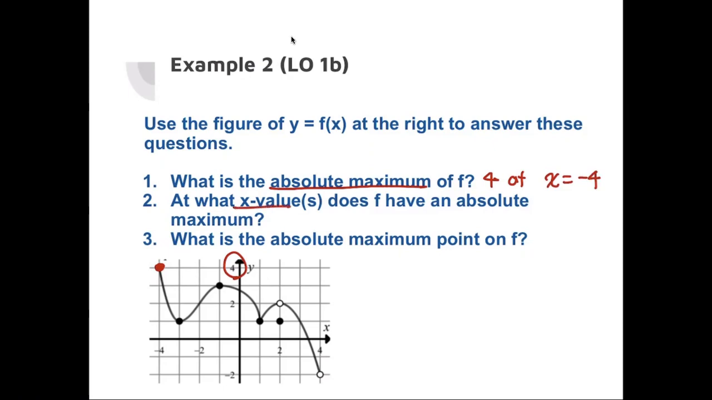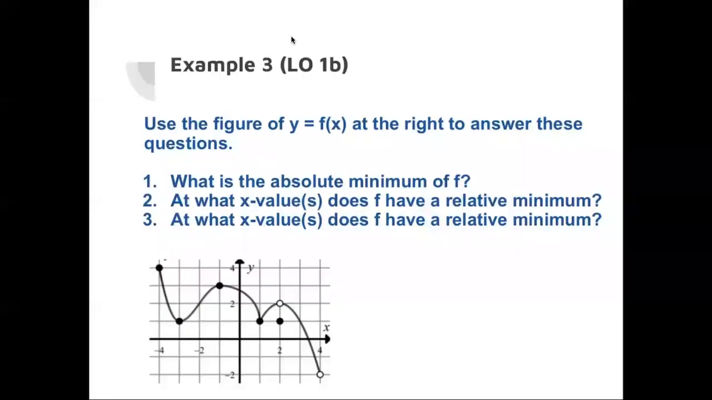At what x values does f have an absolute maximum? We wrote it here. x equals -4. What is the absolute maximum point on f? -4, 4. So the questions might ask you this, but when they're asking just what is the absolute maximum, make sure to write the y value first. And I recommend writing "at" something, okay? Okay, let's look at other questions too.